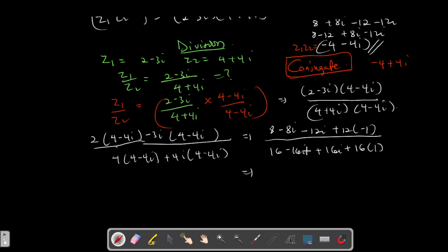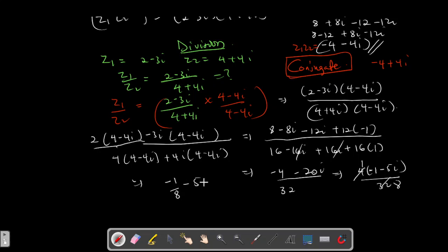So this is where I have 8, then I have negative 12, that gives me negative 4. Then I have negative 20i all over 16 plus 16, 32. Then the i terms cancel, right? At this point, I can take 4 out. So I'll get 4 open brackets negative 1 minus 5i all over 32. 4 goes into itself 1 and goes into 32 eight times. So our quotient becomes negative 1 over 8 minus 5i over 8.